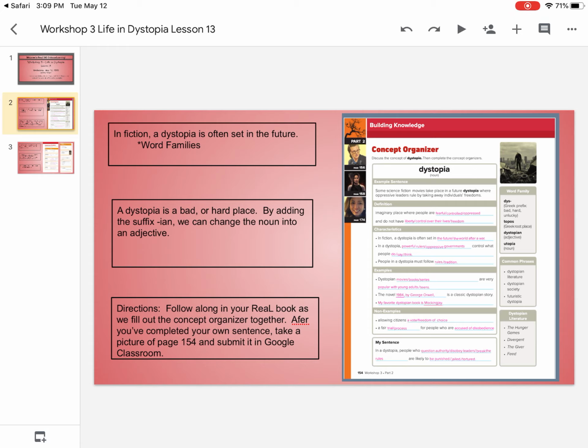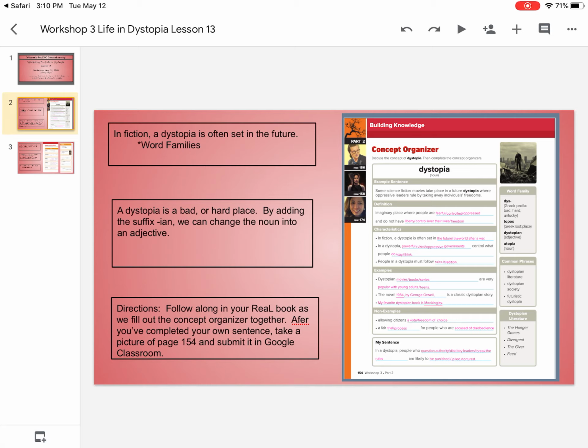Now, you can probably think of some dystopian literature, and we're going to jump to the side a little bit. Maybe you're familiar with The Hunger Games, or you are familiar with Divergent, The Giver, and Feed. Now, I'm pretty familiar with the first three. I'm not really familiar with the last one. And again, we think of Mockingbird as a dystopian genre story. So your third example would be: my favorite dystopian book is... try to fill that in if you can think of something that would fit as dystopian literature.